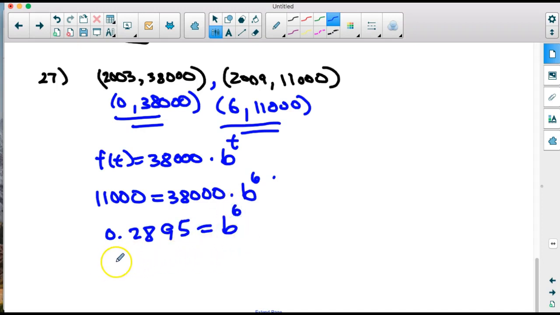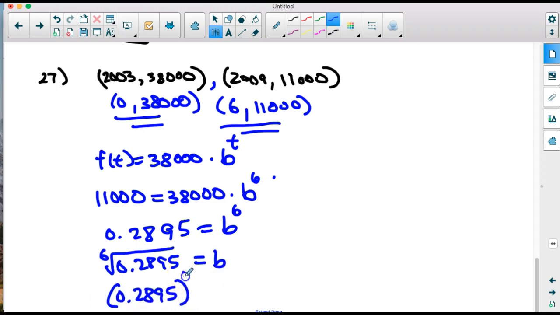I need to take the 6th root of 0.2895 to get b, so I have to do that in my calculator with a power of 1/6. Okay, so I'm going to raise that to the 1/6 power. I kept all the decimals in my calculator, and I just pushed raised to the power of 1/6, and I got b is equal to 0.8133, 4 decimal places.